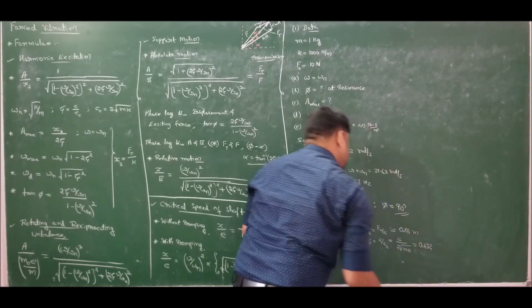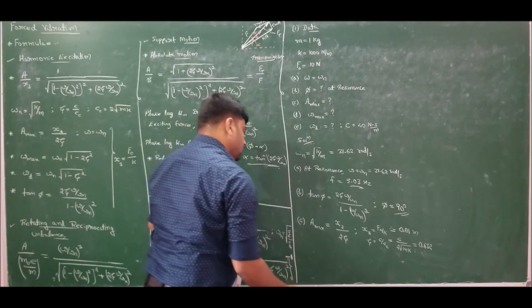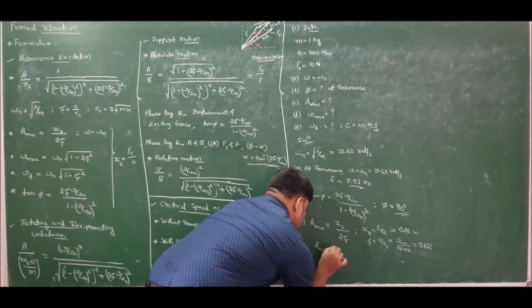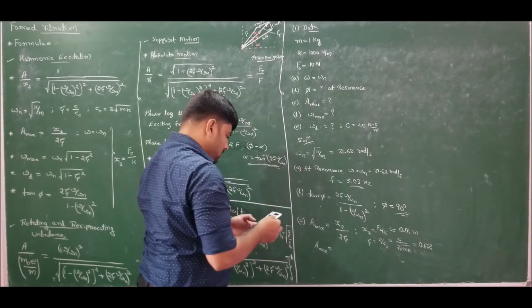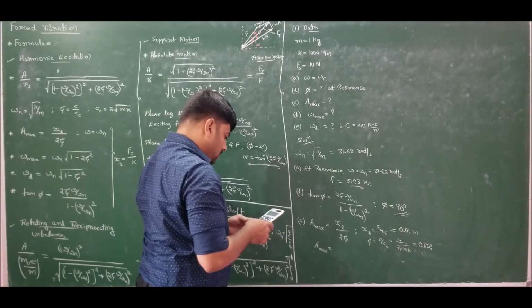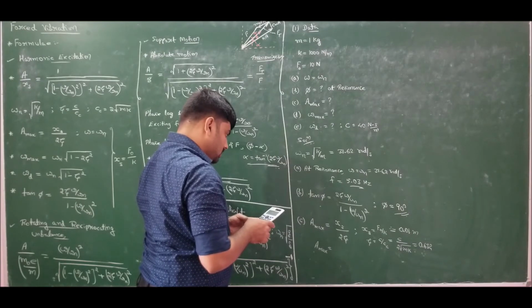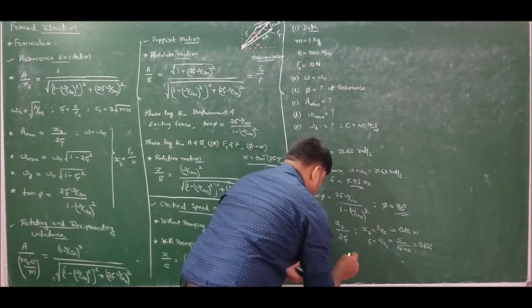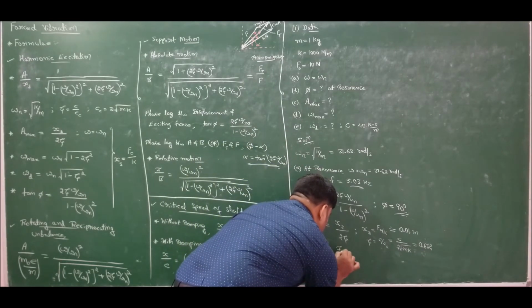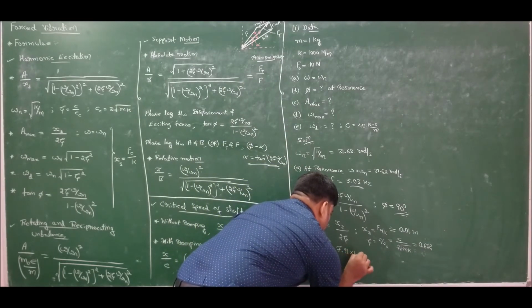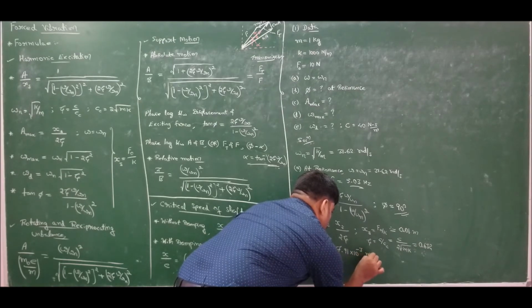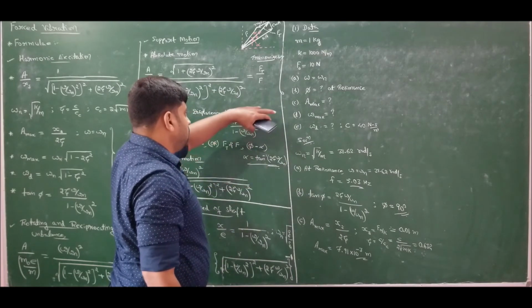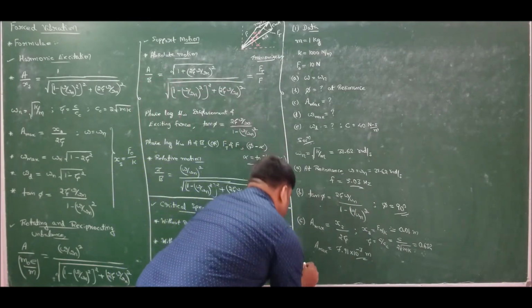0.01 meters. Now substitute here, we will get A max. How much is A max? A max is equal to 0.01 divided by 2 times 0.632, which is 7.9 into 10 to the power of minus 3, that is 7.91 into 10 to the power of minus 3 meters. Done. Now moving on to D, which is omega max.